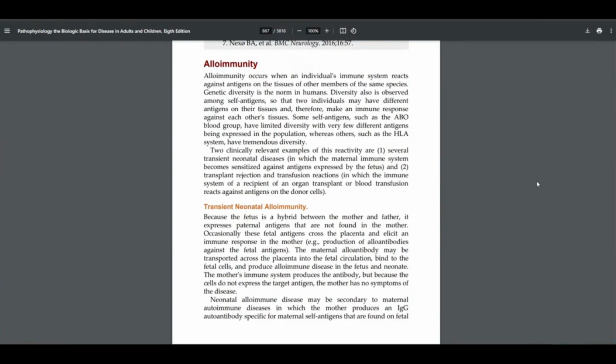Some self-antigens, such as the ABO blood group, have limited diversity, with very few different antigens being expressed in the population, whereas others, such as the HLA system, have tremendous diversity. Two clinically relevant examples of this reactivity are, one, several transient neonatal diseases, in which a maternal immune system becomes sensitized against the antigens expressed by the fetus, and two, transplant rejection and transfusion reactions, in which the immune system of the recipient of a blood transfusion or organ transplant reacts against the antigens on the donor cells.